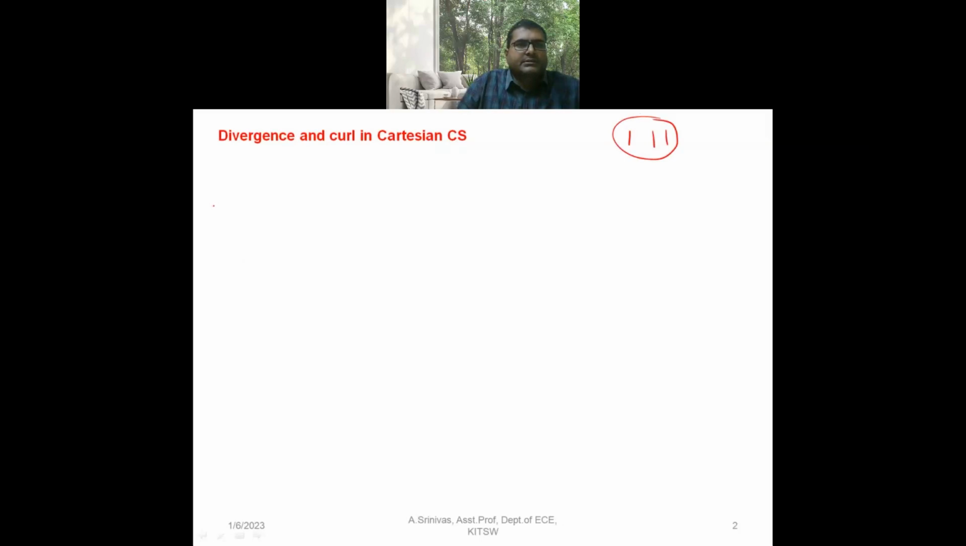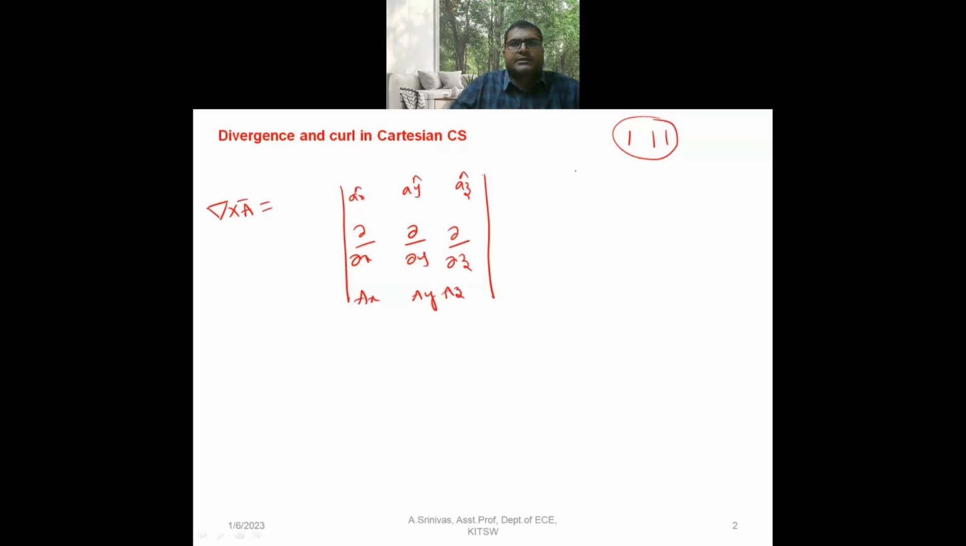Let us write the curl first. Del cross A is equal to AX, AY, AZ, dou by dou X, dou by dou Y, dou by dou Z. The vector components in Cartesian coordinate system are AX, AY, and AZ.